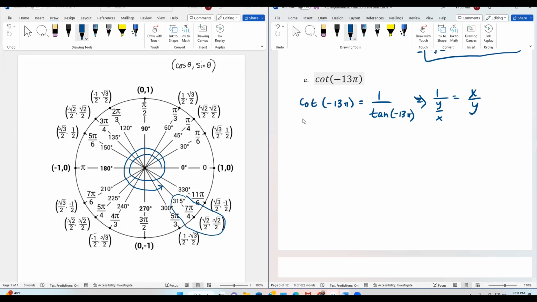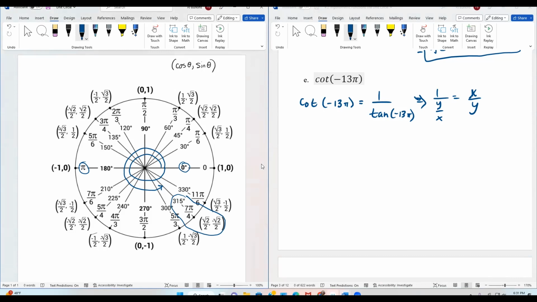So I don't really need to know what the tangent is. I just need to know the x and the y coordinates. So I need to figure out where negative 13 pi is. Well, that's actually pretty easy, right? Because this is 0, this is pi, this would then be 2 pi. So it just keeps kicking me back and forth, right?